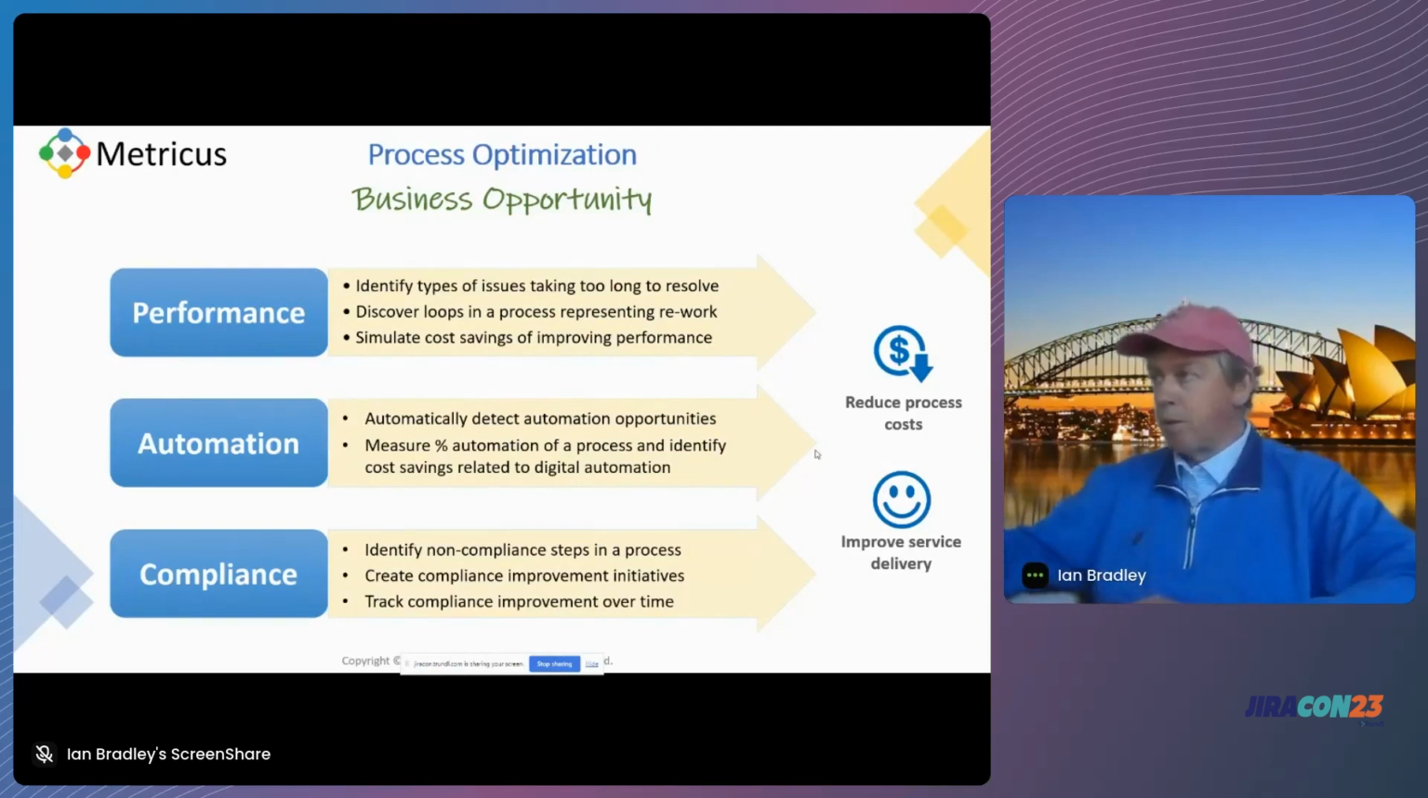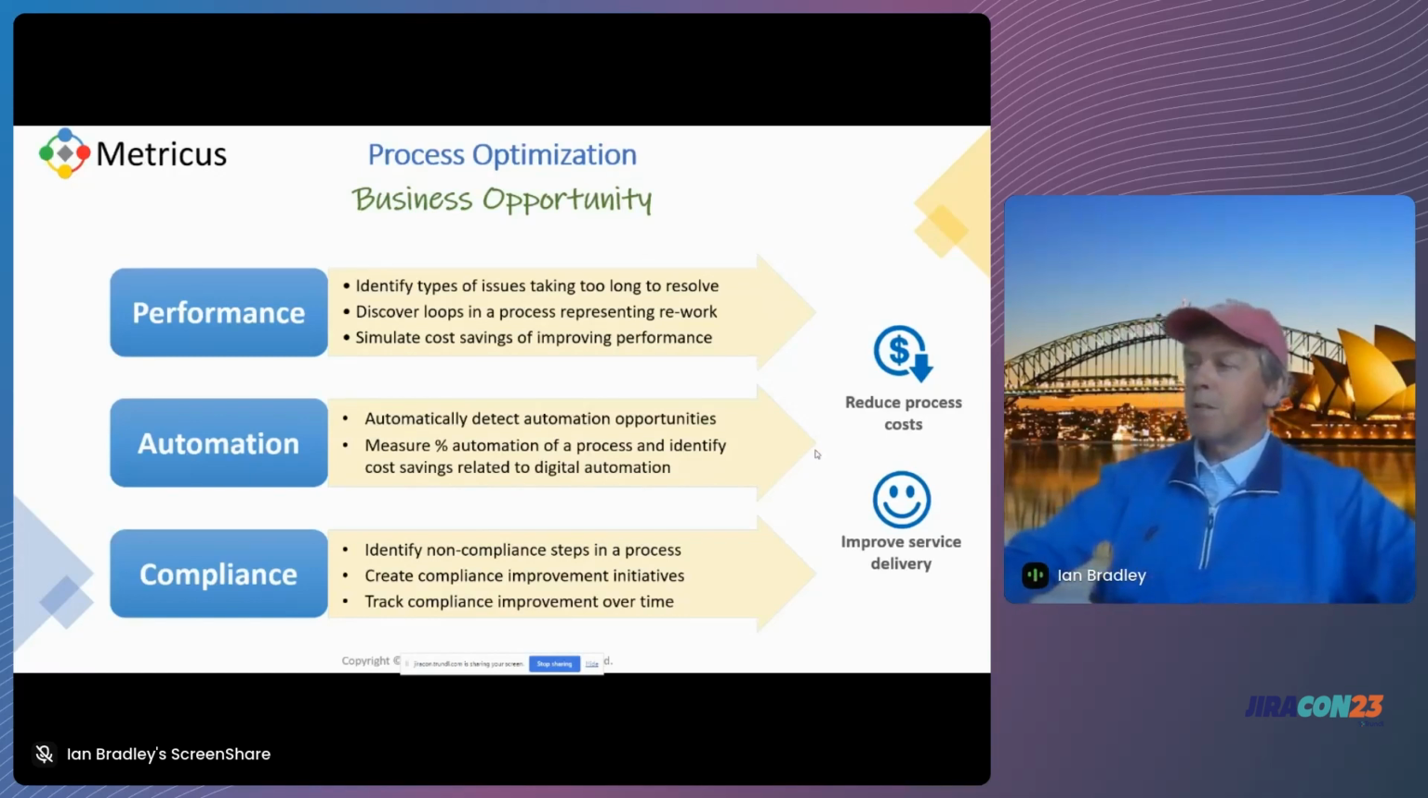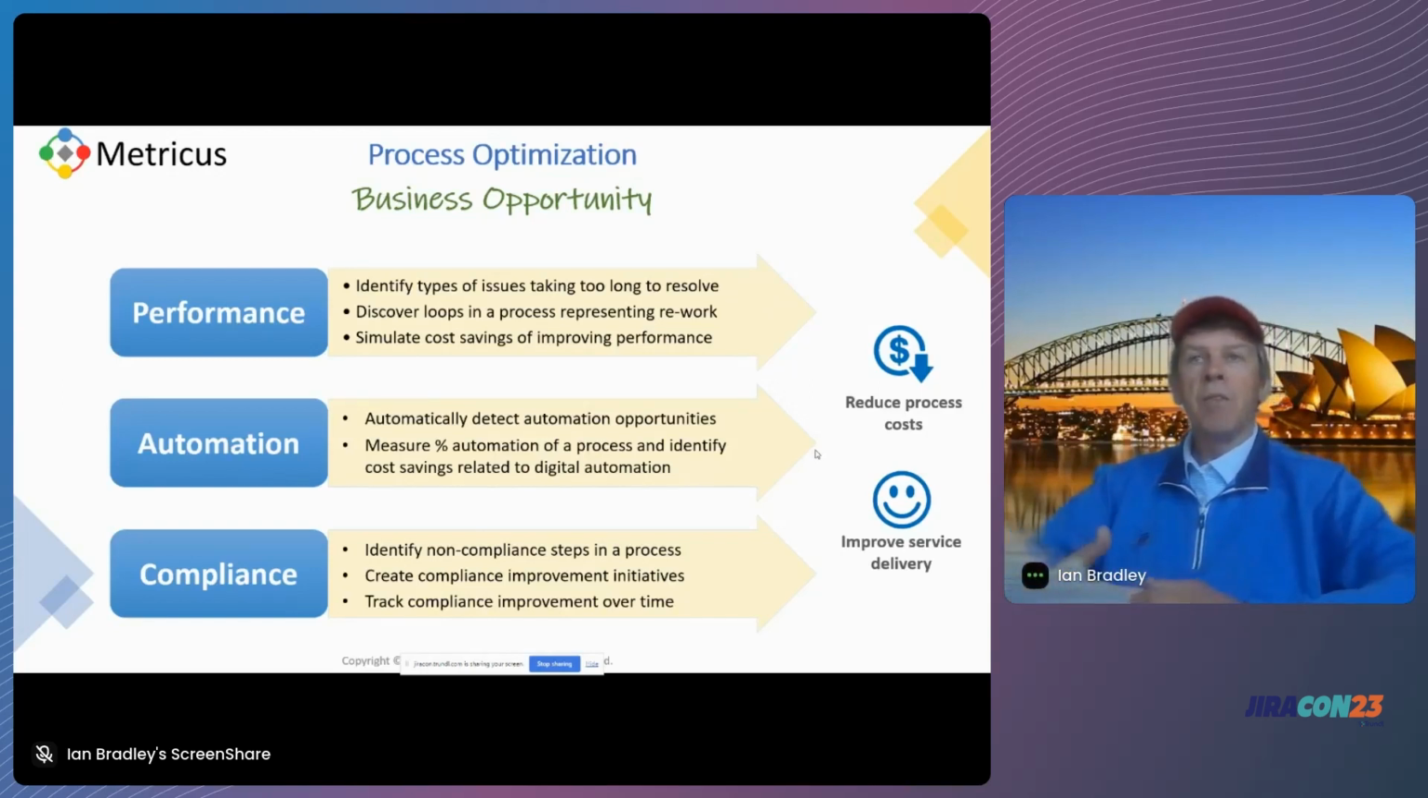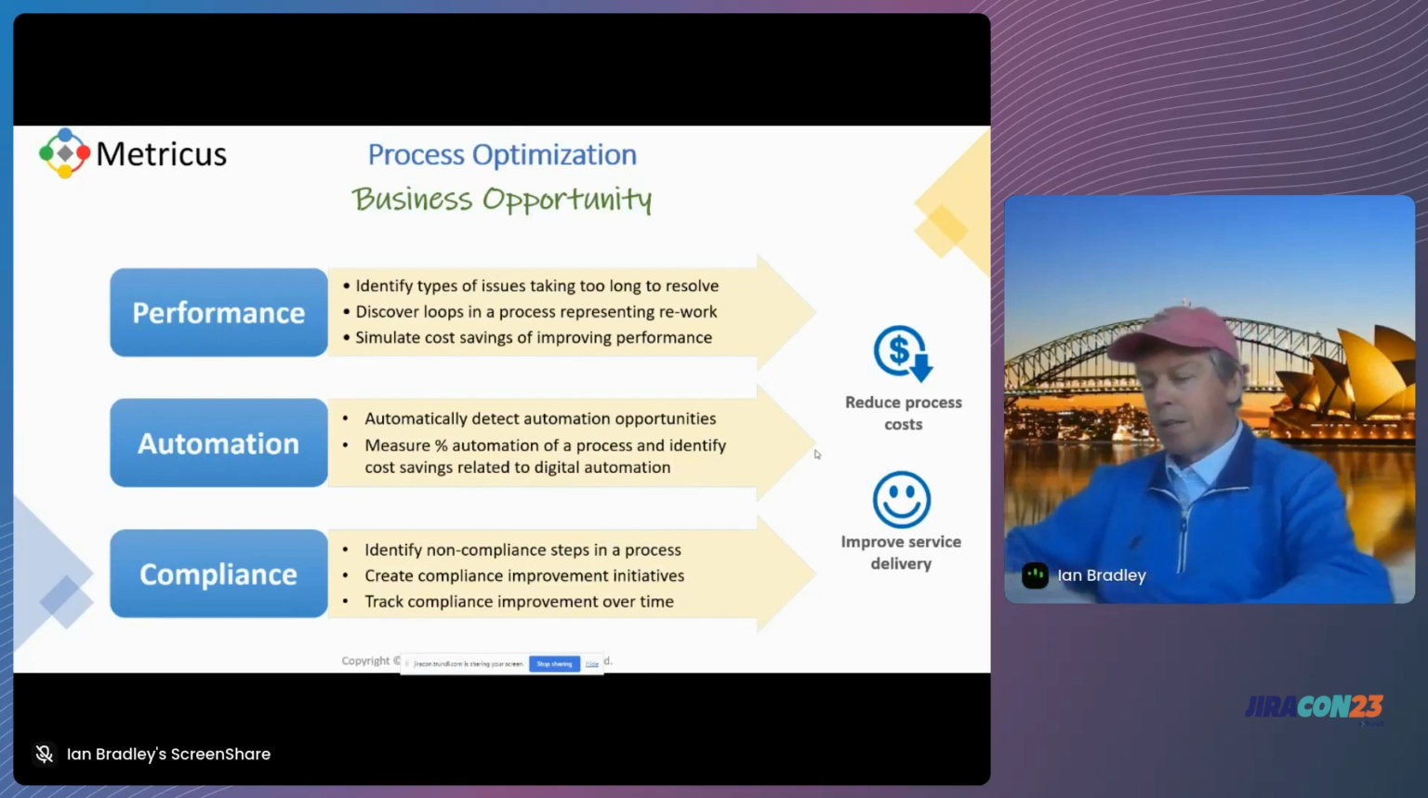Three main types: performance. What's taking too long? Where are the loops? Where are the potential cost savings by reducing the time it takes to do something? Performance is like your go-to. That's the first one if you're going to do an optimization. The second one might be automation, trying to detect which steps can be automated, and trying to measure the percentage of automation in the process. Then the third area in process optimization from a business opportunity is compliance, trying to maximize compliance against your defined workflows and standards in processes, such as being compliant with ITIL processes in the service management space. So the opportunity is related to performance, automation, and compliance, reducing costs and improving service delivery.